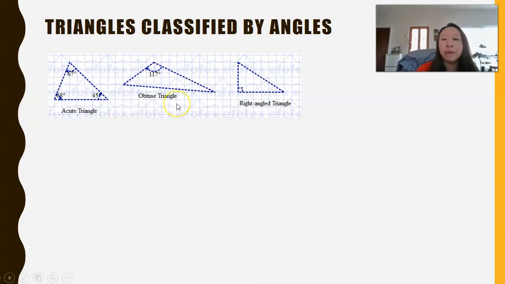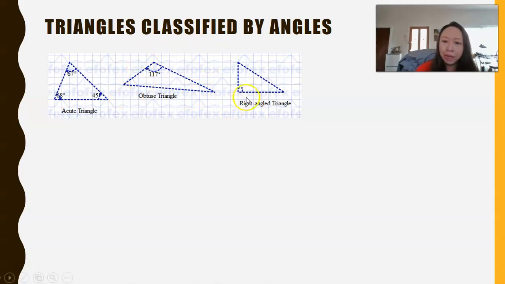So what happens if one of the angles is obtuse? Obtuse means that the angle is more than 90 degrees. So if one angle is more than 90 degrees, we have to call this triangle an obtuse triangle. Can all the angles be obtuse? Nope, we can't, because all the interior angles will only add up to 180 degrees.